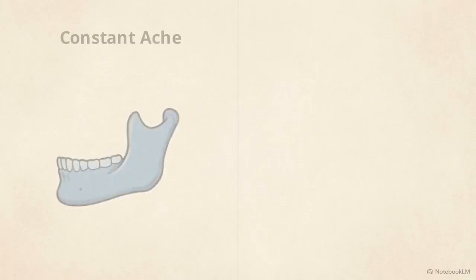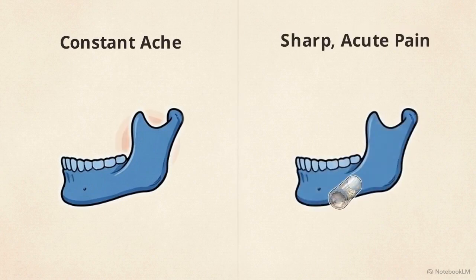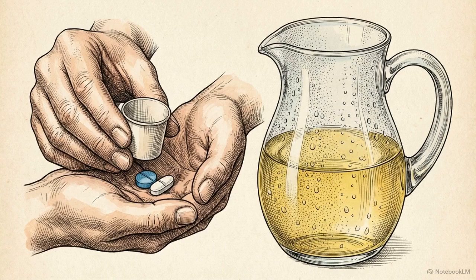You have to differentiate between a constant, localized ache that suggests an infection or tumor versus the sharp, acute pain that triggers during mastication, pointing to an obstructed duct. Once identified, targeted medical interventions begin. This involves administering prescribed antibiotics and pain relief while encouraging fluid intake to flush the ductal system.